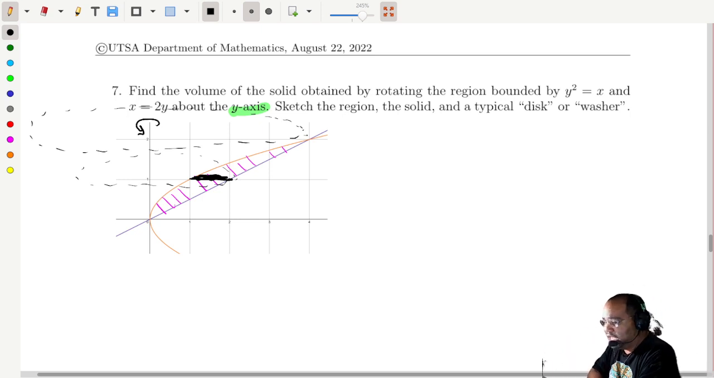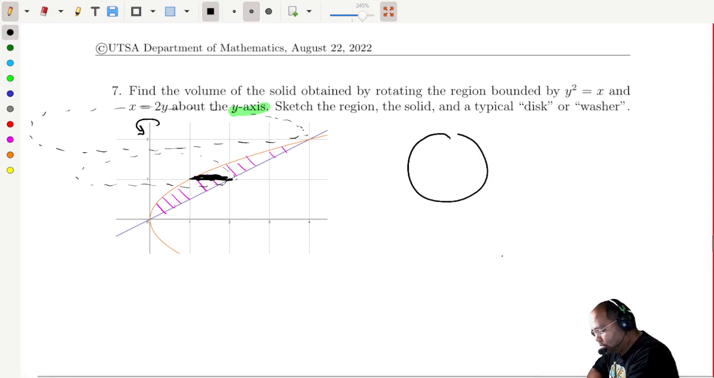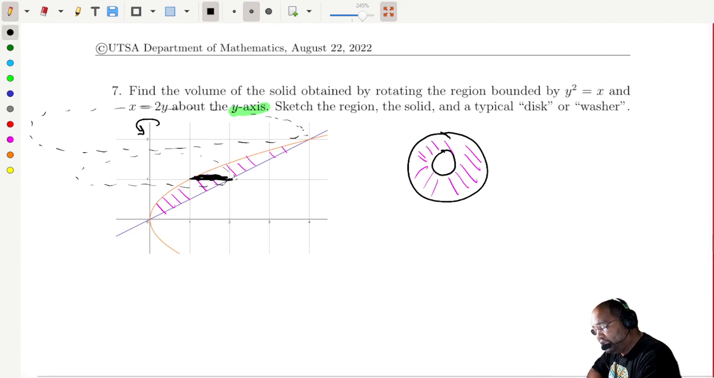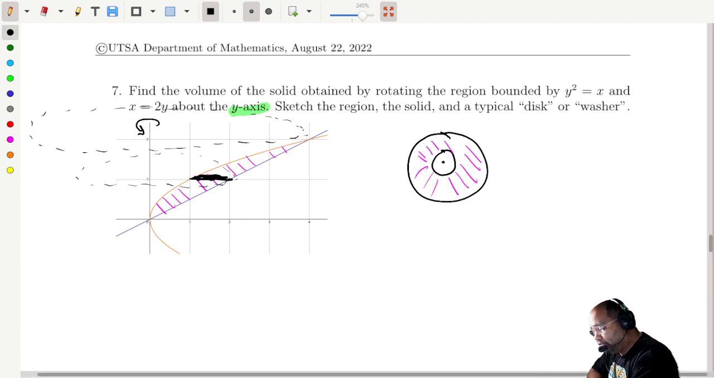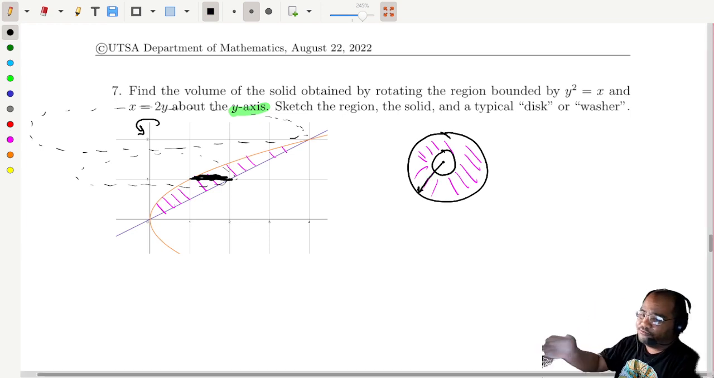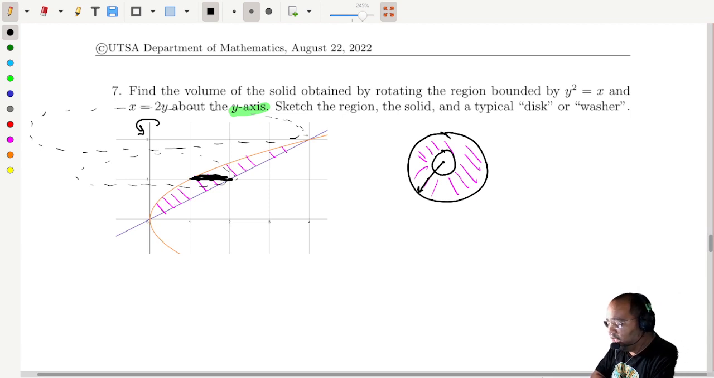Let's go ahead and draw a side view cross section. So there's our circle, a little circle here. We're only worried about this part here in pink. The outside radius is from the center to the outer edge, that's the furthest away. In this case, that's the line, the purple. And then the inside radius, the smaller one, is the orange parabola.